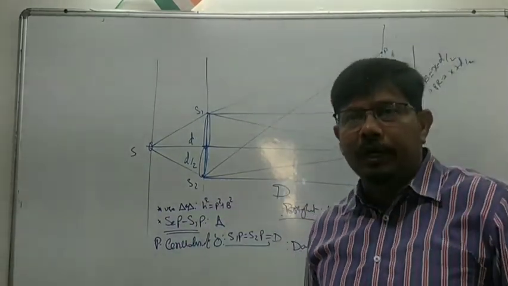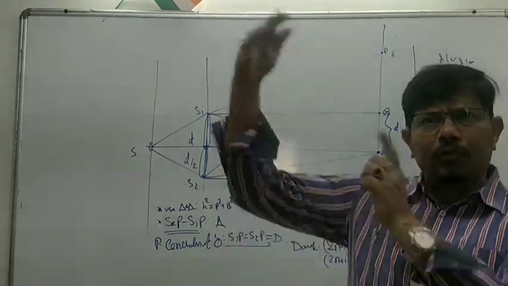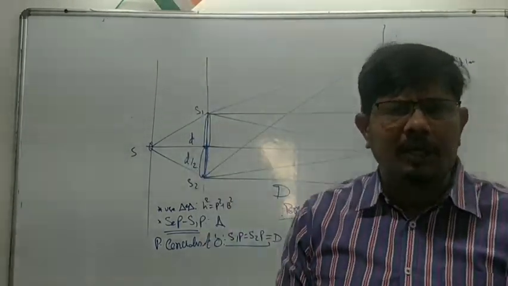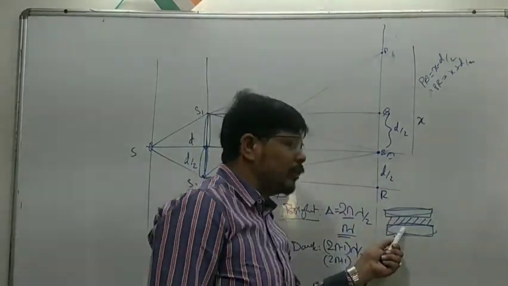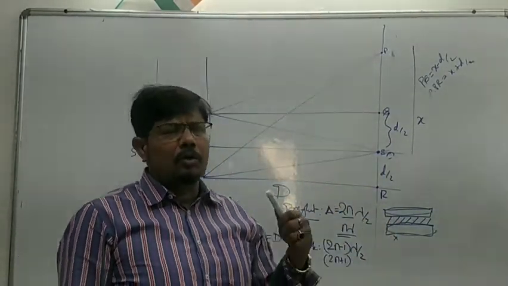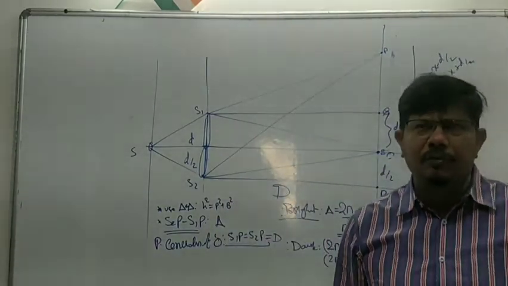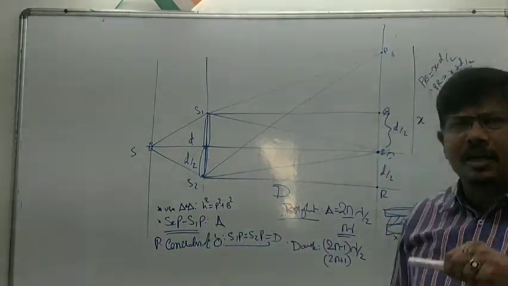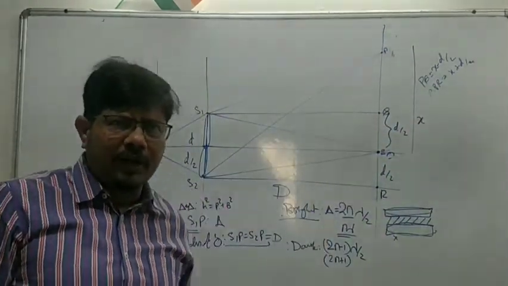Consecutive means one after the other, like 2/3, 4/5, 6/7, these are consecutive numbers. So subtract consecutive bright fringes, you will get the dark fringe width, or subtract consecutive dark fringes, you will get the bright fringe width. So fringe width is a different condition, and getting the fringes is a different condition.